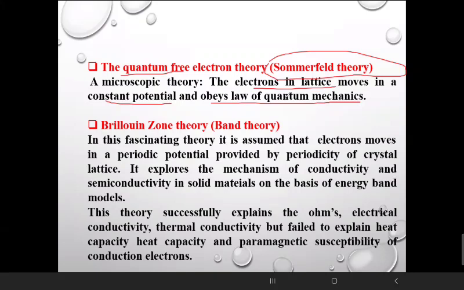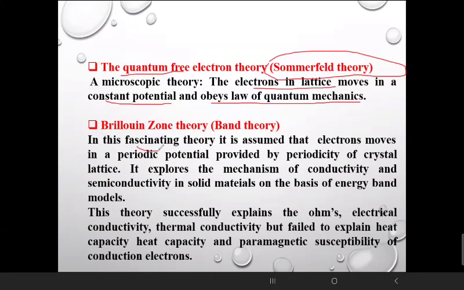The third one is band theory. This is a successful theory. The previous two theories are failure theories. They fail to explain the reason behind the conductivity of the materials. Band theory, interestingly, explains in a beautiful manner why the conductivity changes in semiconductors, insulators, and conductors.